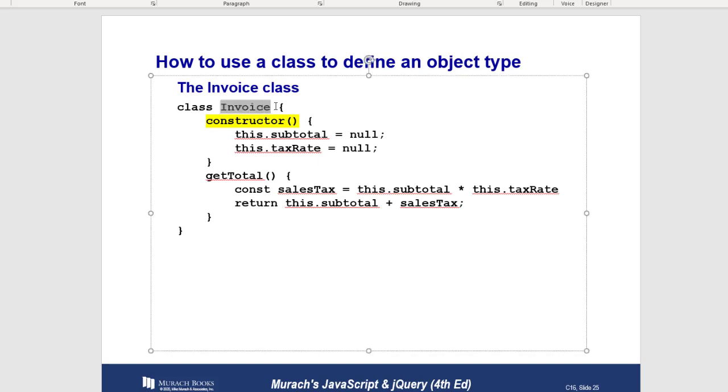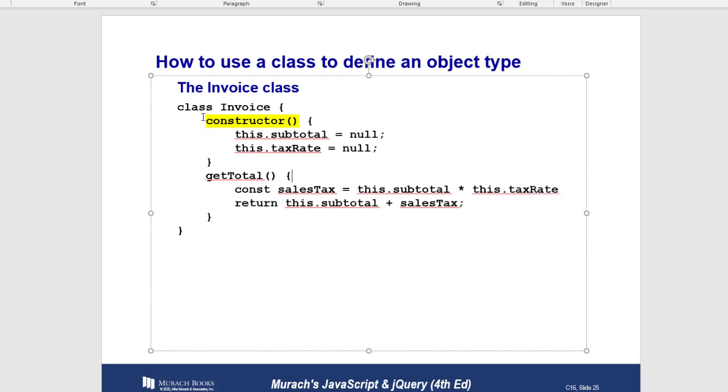So if I create a class called Invoice, this will allow me to define objects, multiple copies of the objects, and I can extend those as well, but this will allow me to make many of them. If you're coming from Java, the constructor normally is the same name as the class. But in JavaScript, the name of the constructor is constructor. Whenever you create an instance of Invoice, it will set the subtotal and the tax rate to null. Then it has a method called getTotal, and it takes all these values and then returns a value. So this one's fairly simple.